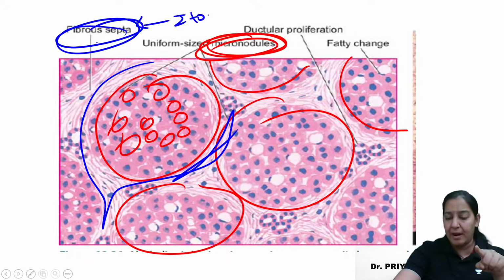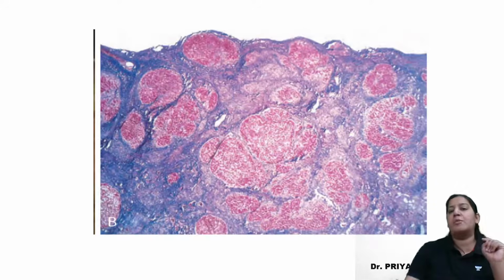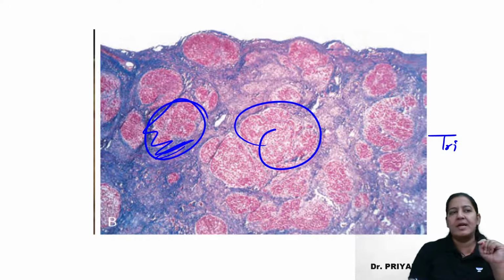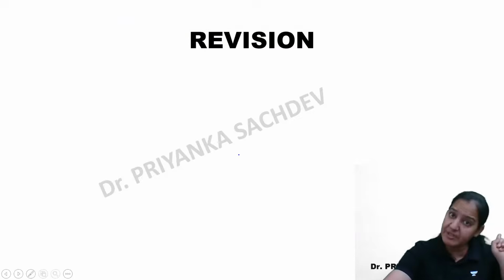So here, if you do trichrome stain to see the fibrosis, can you see the blue color fibrosis in this diagram? It is around the nodules. It is not around individual cells. It is around the nodules. So this is not chicken wire. वहाँ पे chicken wire था.